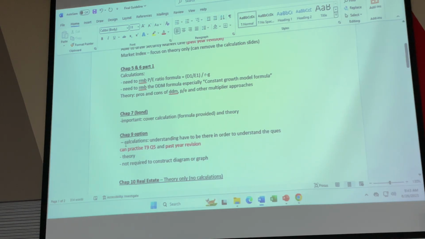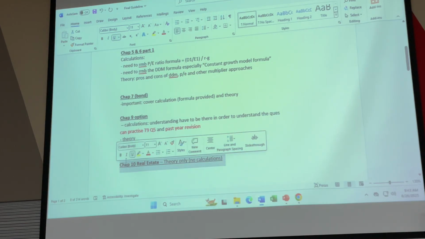But the good news is that there is no need to construct any diagram or graph. Once you do the tutorial, you will get a headache. You will notice wow, so many diagrams and graphs, and in the lecture also. But don't worry, you don't need to construct them. The diagrams and graphs are just to enhance your knowledge and understanding. You don't need to draw the diagram or the graph.